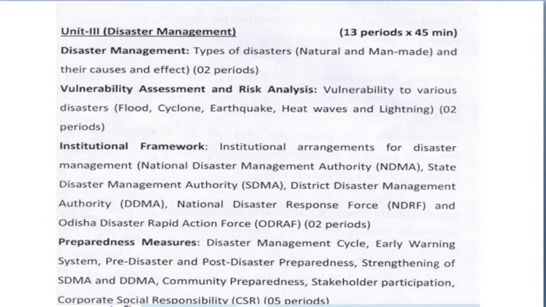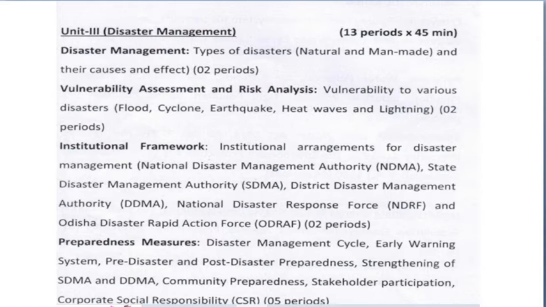Then preparedness measures, in which you will know what we mean by the disaster management cycle. Then early warning system, pre-disaster and post-disaster preparedness, then strengthening of SDMA and DDMA, then community preparedness, then stakeholder participation, then corporate social responsibility, that is CSR. So these are all about your third unit.